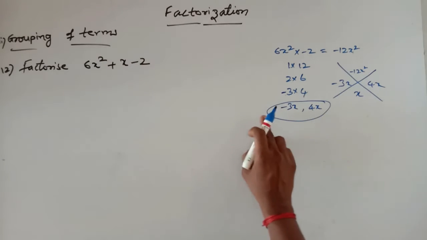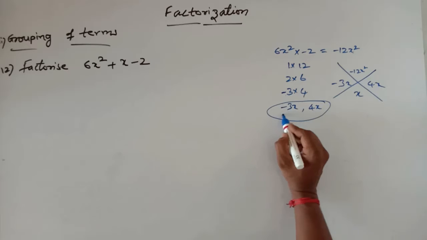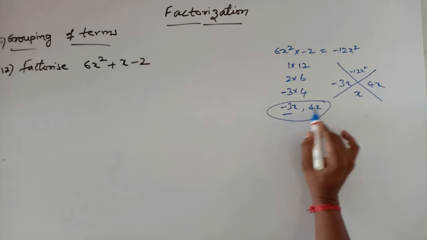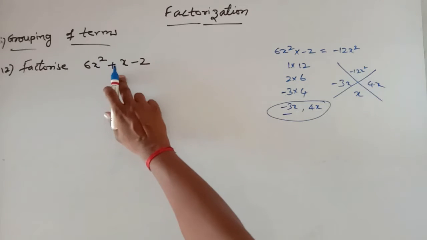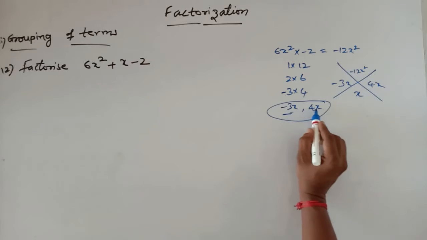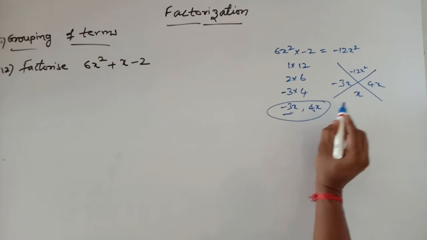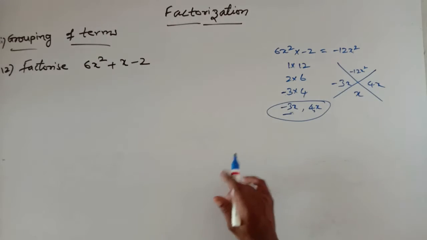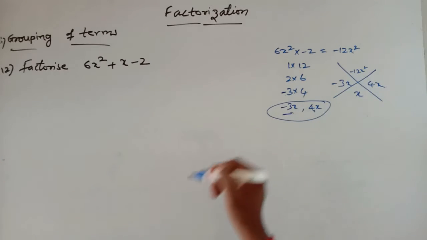Why am I taking minus for the lesser number? Because here the middle term is positive. So when I am adding these two, I need to get the positive term. That's why I am taking minus for the 3, not for the 4, because 4 is greater than 3.